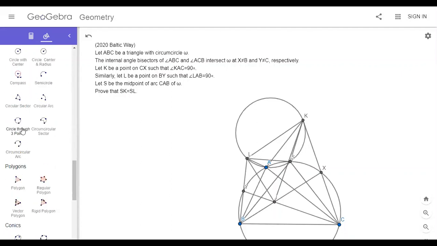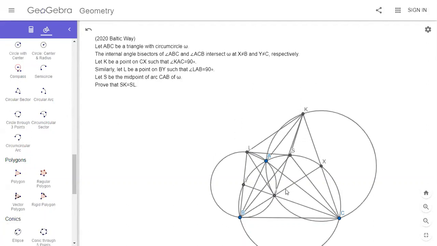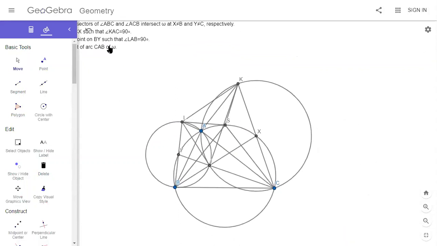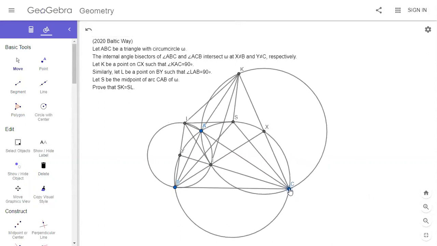LAIB is cyclic, and we also know KAIC is cyclic. We don't know that one yet, but maybe we could prove it. Maybe that's probably just an angle chase, I would bet. Yeah, let me make this diagram a little nicer.